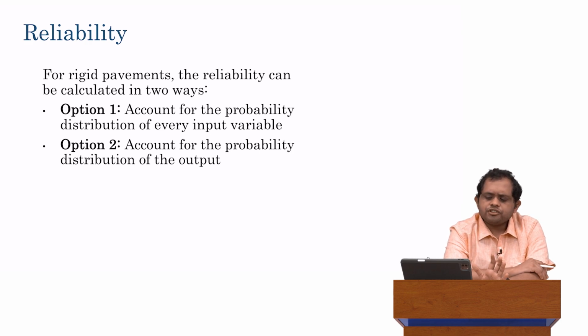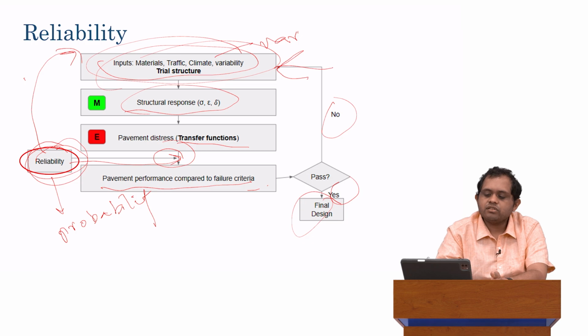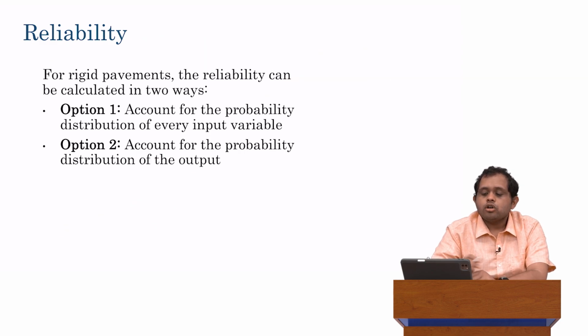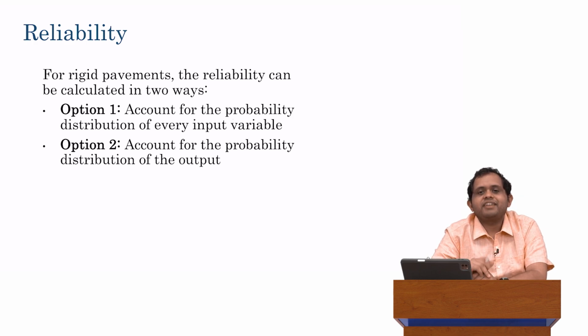There are basically, for rigid pavements, two ways that we can do this. So again, our system, the rigid pavement system, we have a series of inputs. This is what I had in the slide over here. We have a series of inputs: materials, climate, traffic, variability, etc. Now, here an important term I had: variability, and I haven't talked about that. So let me talk a little more about it. We know that each of our inputs has some variability. Each of our inputs has a probability distribution function.